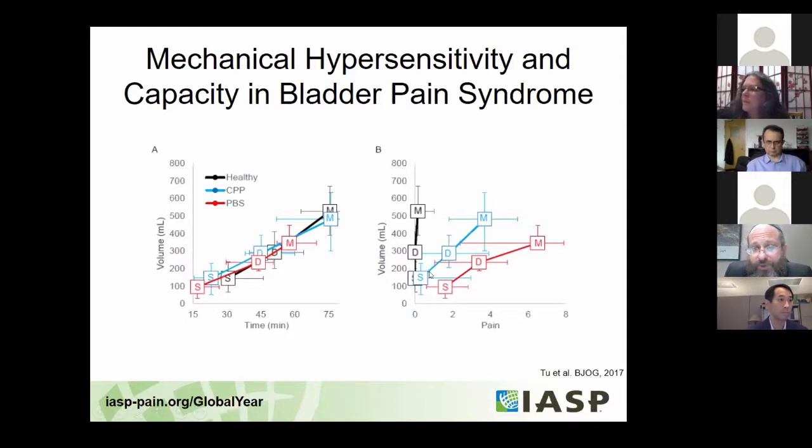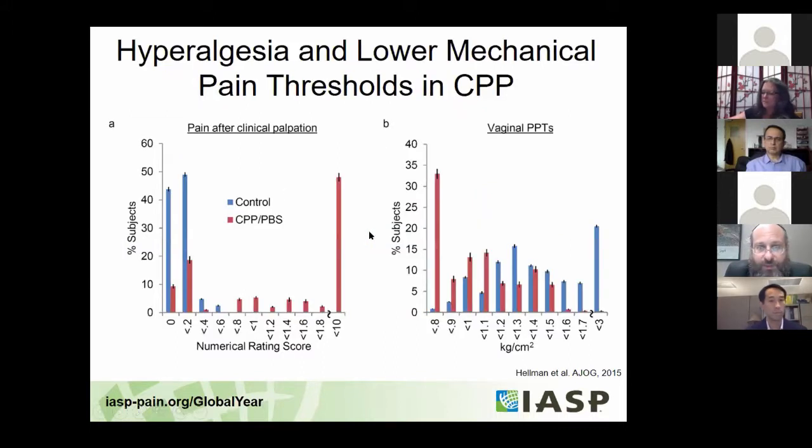And you can see in blue, we have people with chronic pelvic pain. That's because some of the people behave as if they have symptoms of bladder pain syndrome, but notably, they have normal levels of capacity. So the advantage is we have a paradigm that you can use to look at mechanical hypersensitivity as well as mechanical tolerance in painful bladder syndrome, but you don't have to use anything invasive to look at these thresholds. So these things allow us to study mechanisms as well.